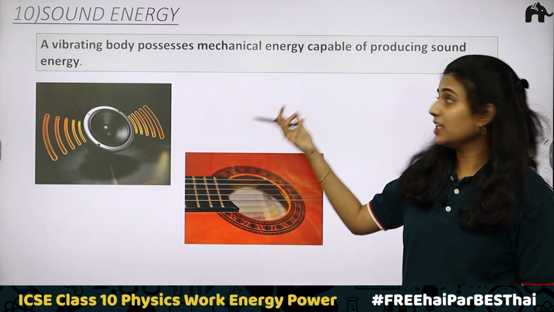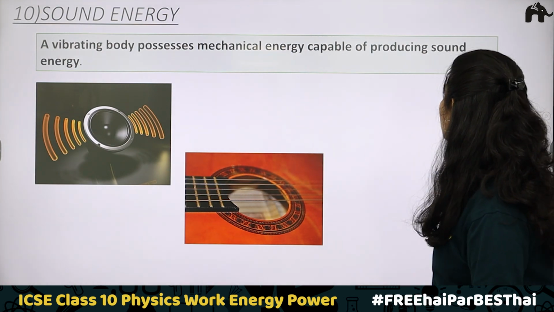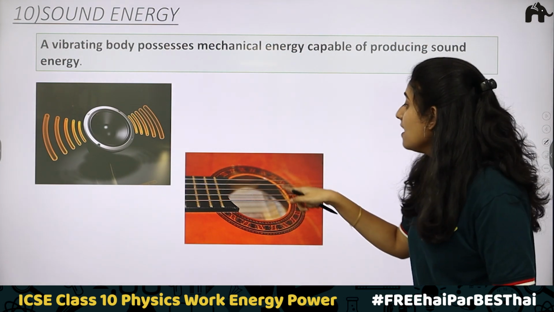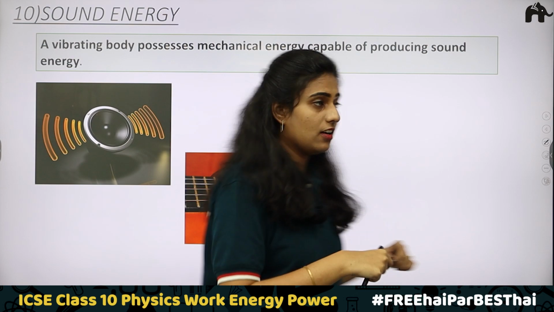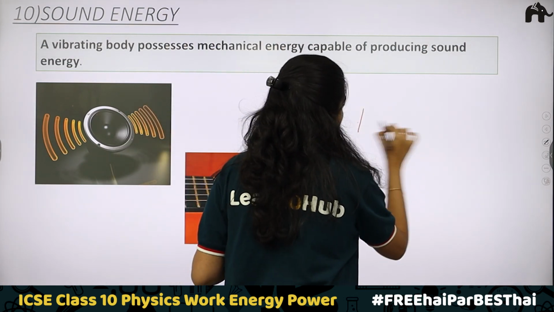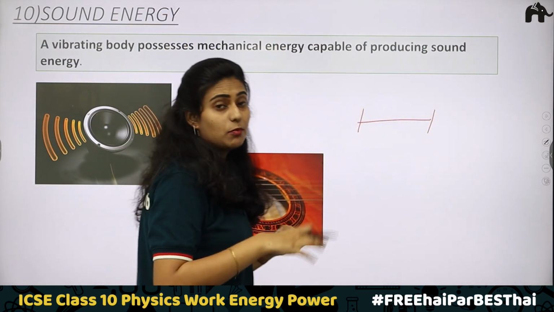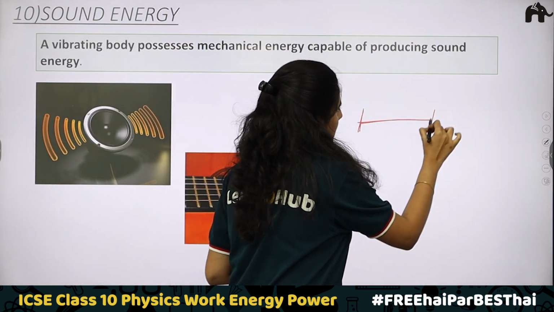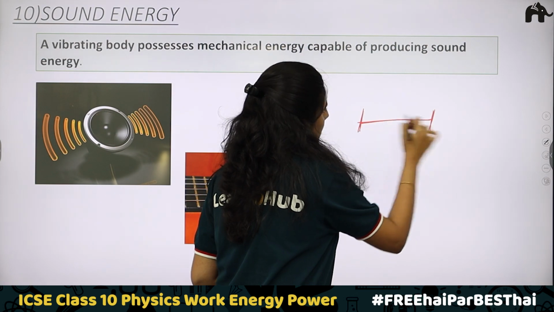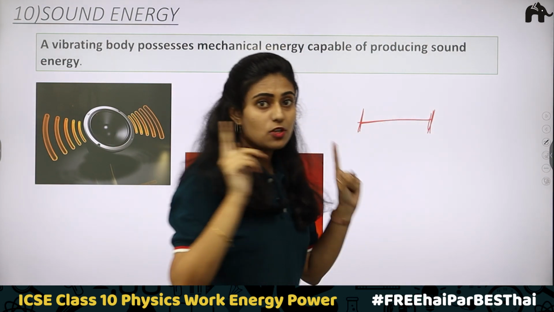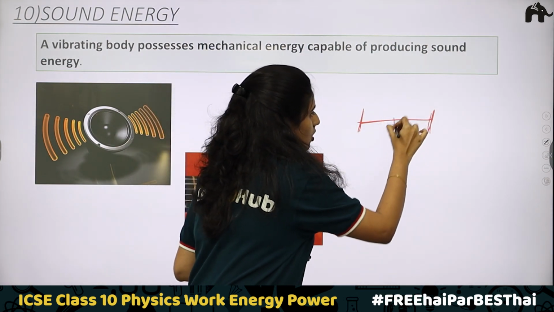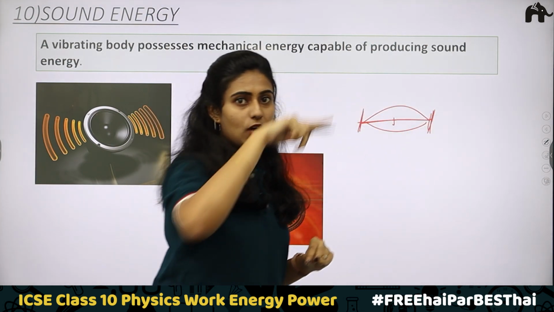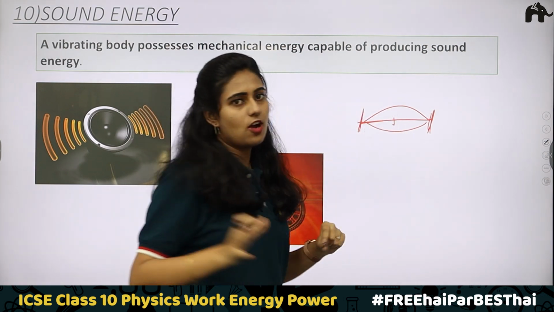Sound energy. What is sound energy? A vibrating body possesses mechanical energy capable of producing sound energy. Take the case of a guitar or a violin. Here, when the violin string is struck, what happens? We have studied about vibrational energy, vibrational kinetic energy. What was it? When a string that is supported with rigid supports on both sides is struck or plucked, what happens suddenly? It will have to and fro motions. It will go up and down. This to and fro motion is called vibration.